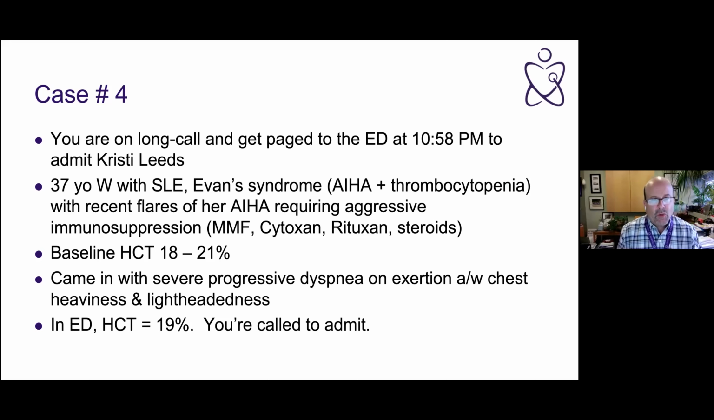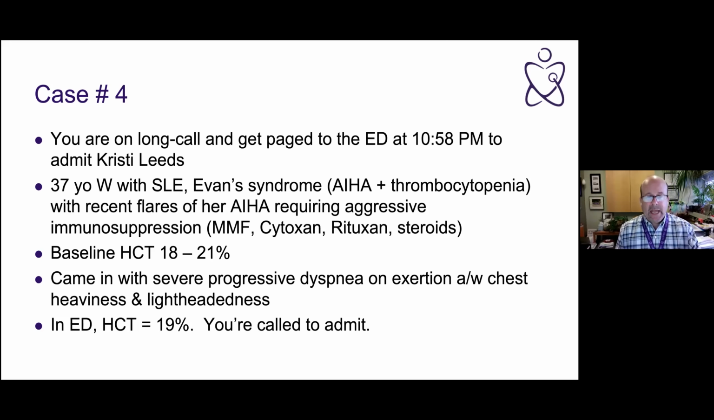Christy's a 37-year-old woman. She has lupus. She has Evans syndrome, which is an autoimmune hemolytic anemia and autoimmune thrombocytopenia. That combination is referred to as Evans syndrome. Bud Evans, by the way, was a physician at the Seattle VA when he described Evans syndrome.